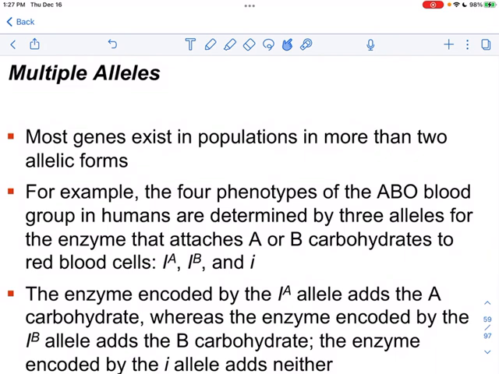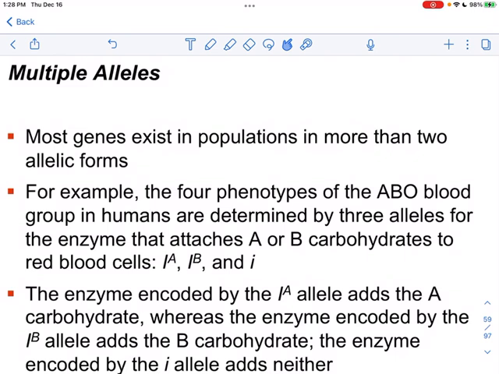Now, most of our genes in our population exist in more than two allelic forms. So when we were studying Mendel's pea plants, it was very simple. Each trait that he studied only had two forms. The seed was yellow or it was green, it was round or it was wrinkled, the flower was purple or it was white. But with complex organisms, like animals, most of our genes actually exist in what are called multiple allelic forms, where a single gene contains more than two alleles.